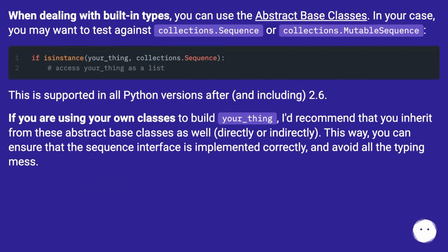When dealing with built-in types, you can use the abstract base classes. In your case, you may want to test against collections.Sequence or collections.MutableSequence. This is supported in all Python versions after, and including, 2.6. If you are using your own classes to build your thing, I'd recommend that you inherit from these abstract base classes as well, directly or indirectly. This way, you can ensure that the sequence interface is implemented correctly, and avoid all the typing mess.